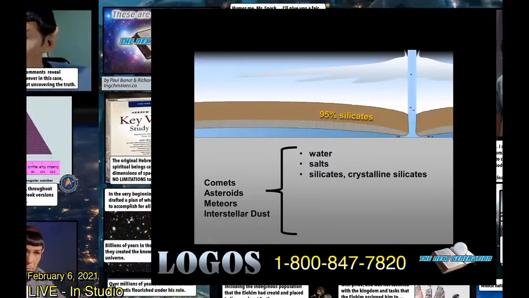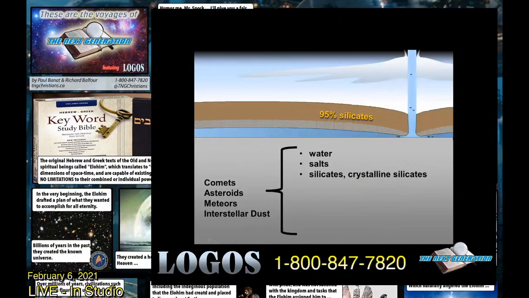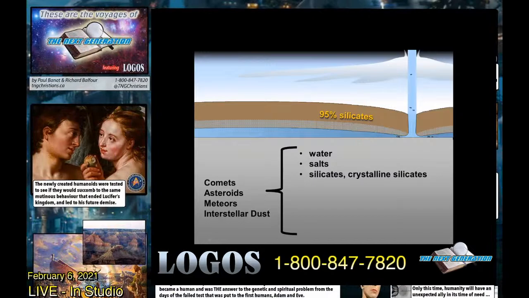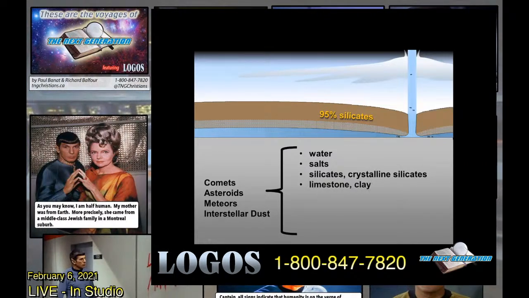They also contain crystalline silicates, which require uniform temperatures of above 1300 degrees Fahrenheit and slow cooling under pressure to grow. How could this happen in space if space is the origin of these objects? Space is an environment of no pressure and near absolute zero conditions. Limestone and clays are found which require a body of liquid water to form.